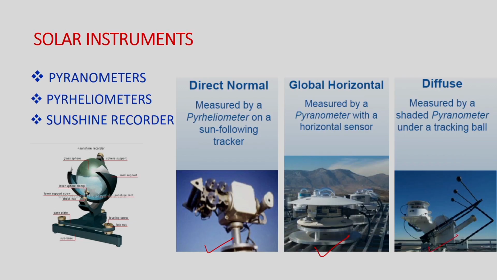So, we will discuss this in the next couple of slides, and of course, we need a sunshine recorder to know the duration of the sunshine, which is important, how long the sun will remain. So, this is a special kind of instrument called a sunshine recorder, used for measurement of the duration of the bright sunshine.